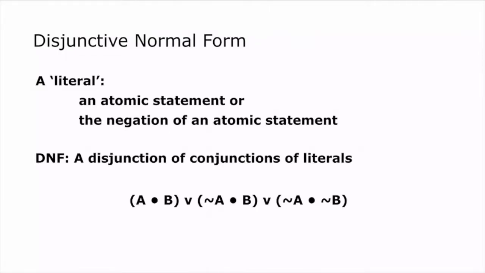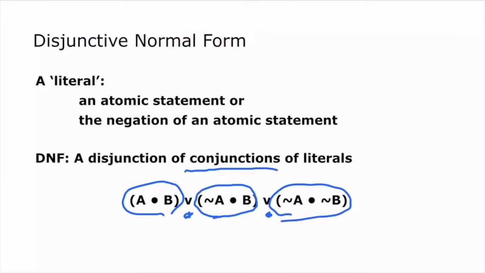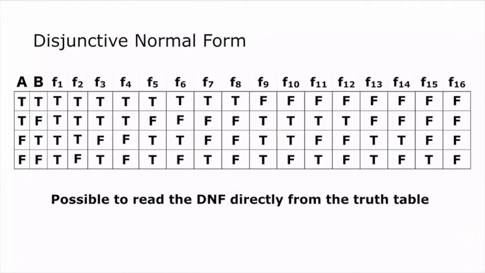And this was the statement we had, and we can see it's a disjunction. So the whole thing is basically 3 disjuncts. Each disjunct is a conjunction. So that is a conjunction, that's a conjunction, that's a conjunction. And for each conjunction, the conjuncts are literals: atomic statement, negated atomic statement, negated atomic statement, negated atomic statement. So this is disjunctive normal form: a disjunction of conjunctions of literals. And you'll notice that it's possible to read the disjunctive normal form of any function directly off the truth table. That's exactly what I did for the conditional.